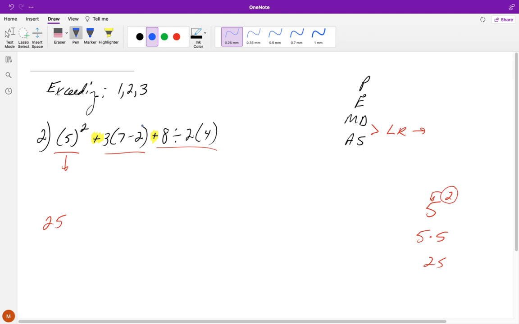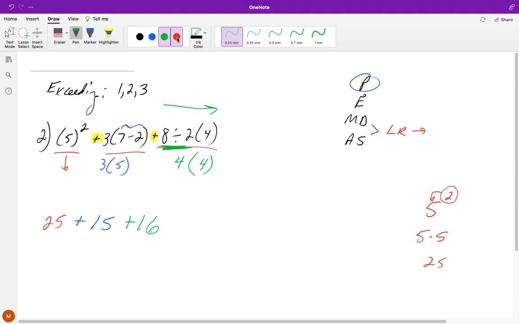So the first thing I need to do here is my parentheses, for P. So 7 minus 2 is 5. So I'm left with 3 times 5. A positive times positive is going to give me a positive 15. And then here I need to go left to right. Well, positive 8 divided by positive 2 is a positive 4. Times 4 is then going to give me a positive 16.